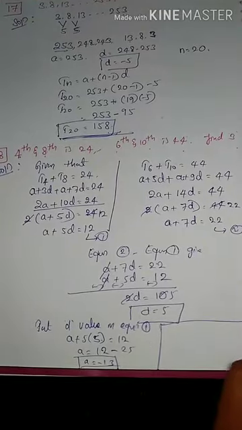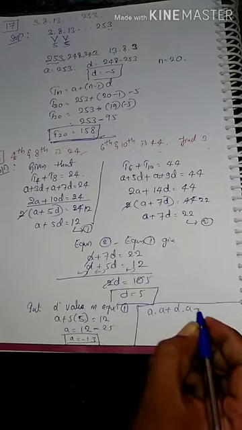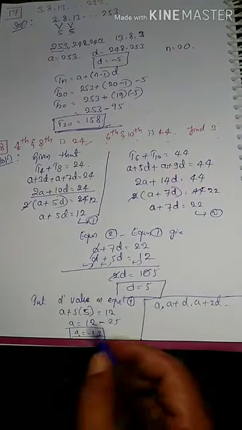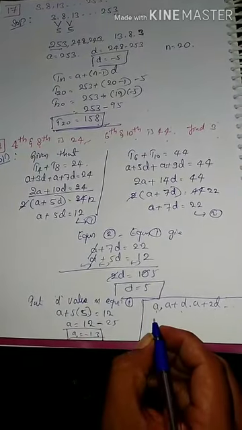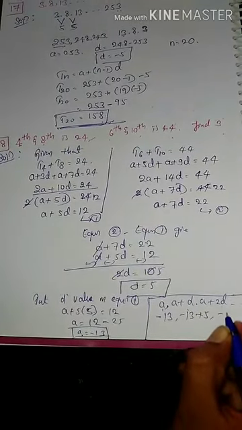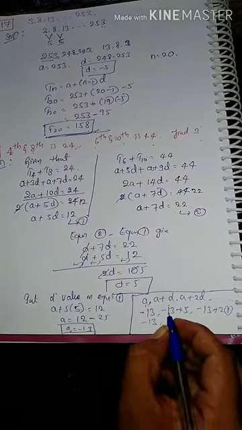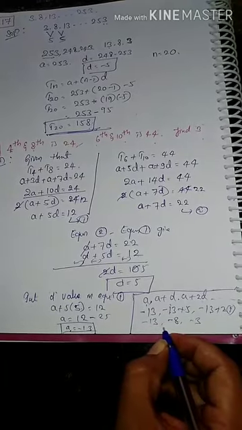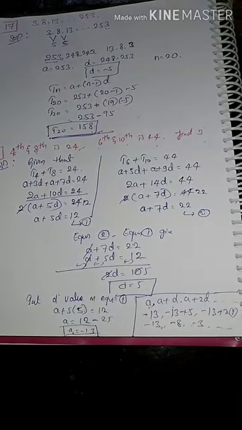Therefore, the first 3 terms of an AP are A, A plus D and A plus 2D. So we can put the A and D values in term number 1, term number 2 and term number 3. A is minus 13. A plus D is minus 13 plus 5, which is minus 8. A plus 2D is minus 13 plus 2 into 5, minus 13 plus 10, which is minus 3. Therefore, minus 13, minus 8, minus 3 are the first 3 terms of the AP.